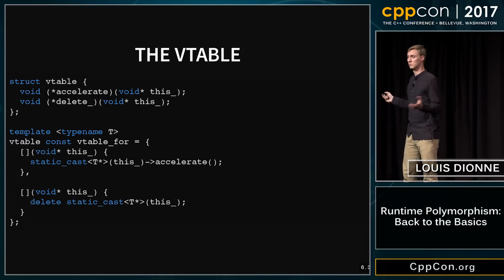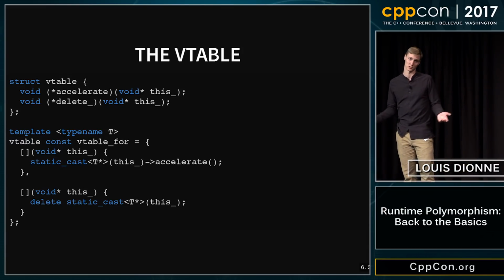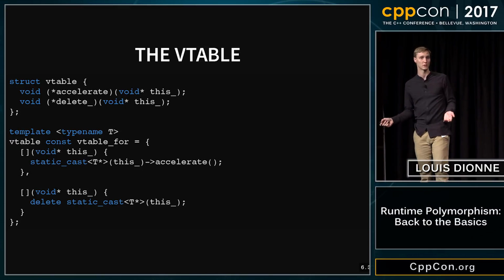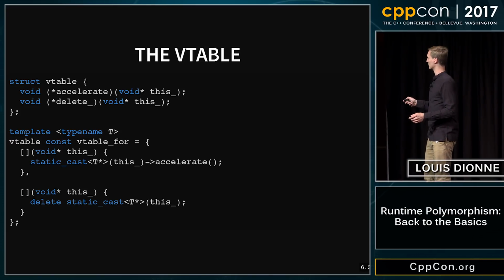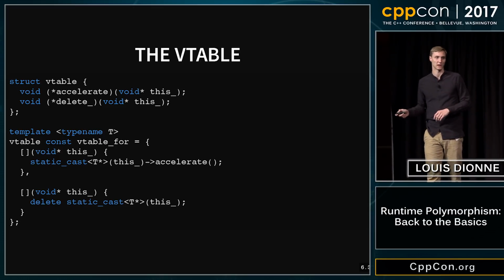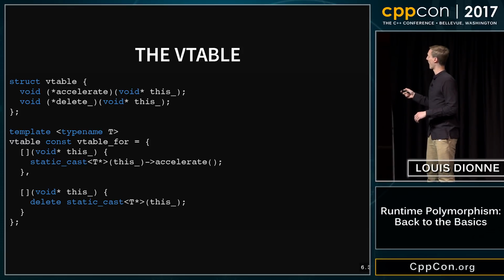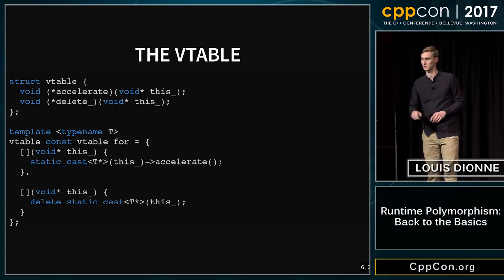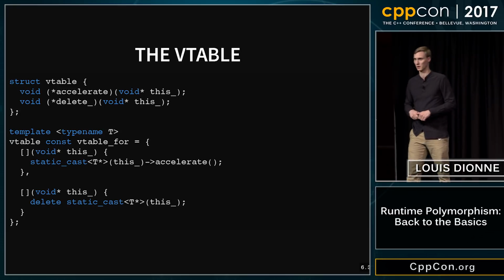So I have a v-table. A v-table is just a struct with function pointers. It's just a table with function pointers, right? And so I have function pointers in there. And then I need to initialize my v-table somewhere. So what I do here is I have this little variable template. This is a C++14 variable template.